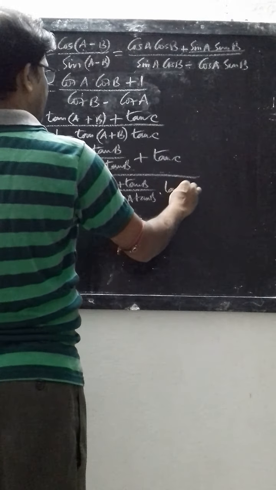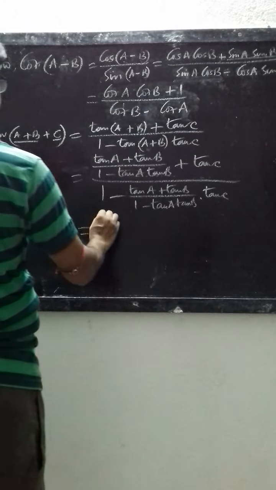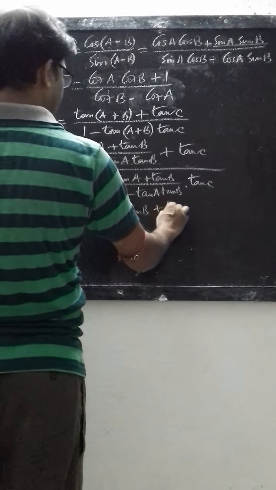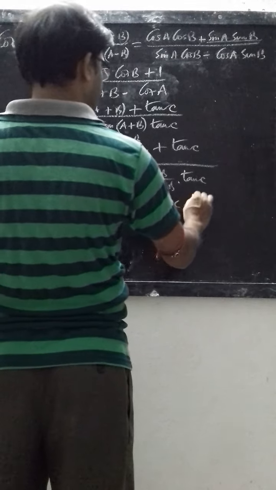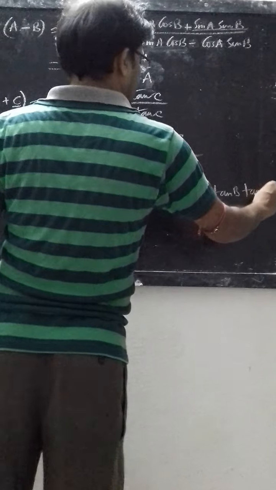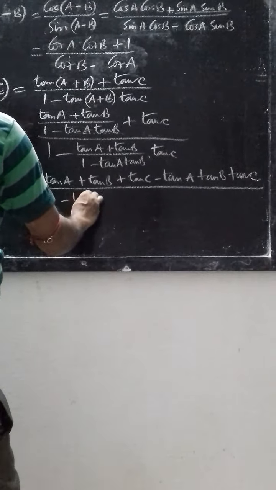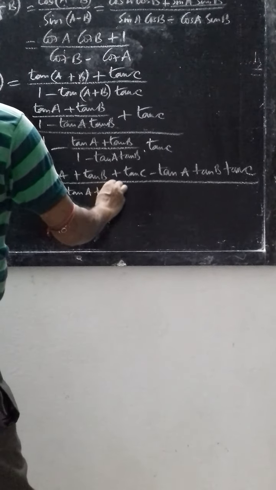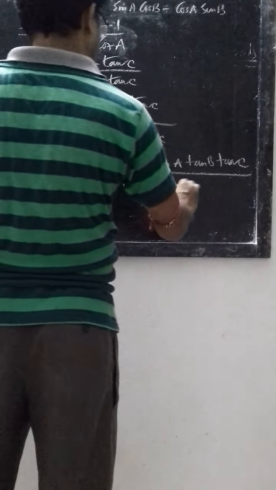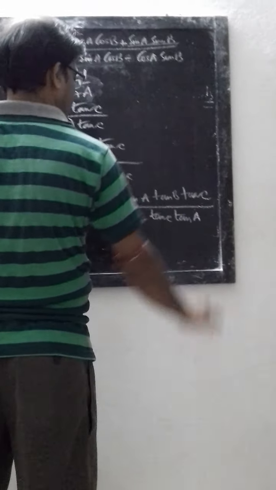into tan C. This is equal to tan(A+B+C) equal to tan A plus tan B plus tan C minus tan A tan B tan C divided by 1 minus tan A tan B minus tan B tan C minus tan C tan A.